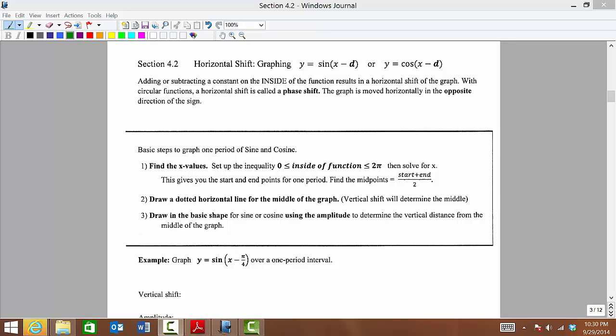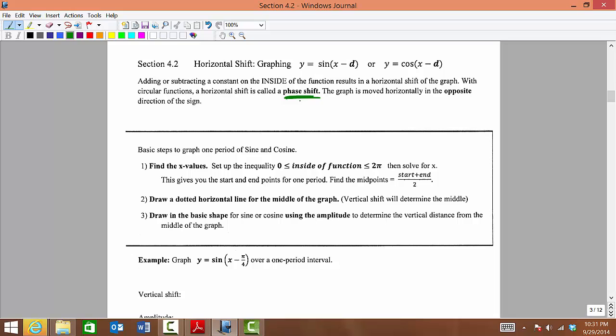The last change that we will talk about for our sine and cosine functions is horizontal shift. We also call this a phase shift. A horizontal shift or a phase shift comes from adding or subtracting a value on the inside of our sine and cosine functions.